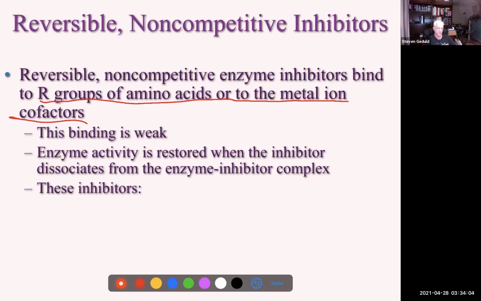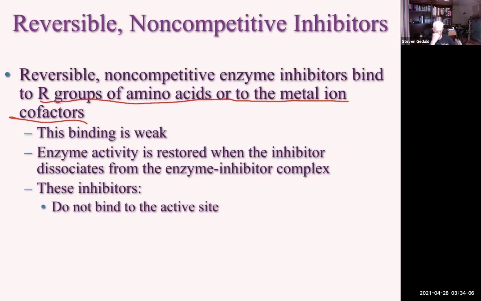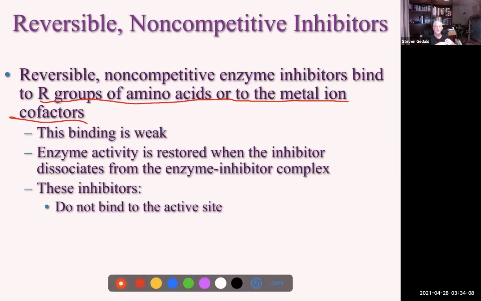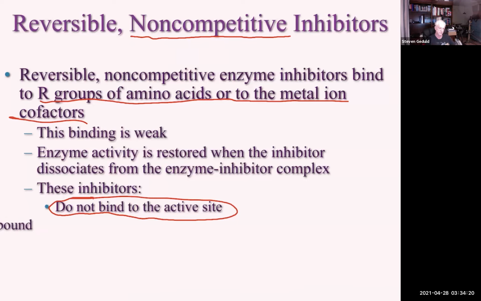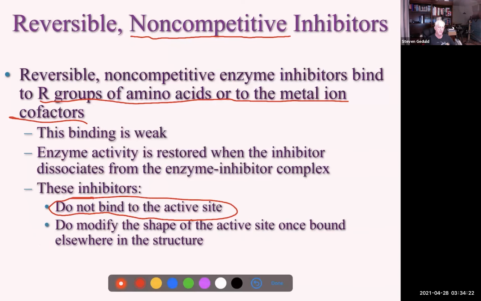Okay, these inhibitors do not bind to the active site. That's the key. When you see the word non-competitive, the key is it does not bind to the active site. It's binding to an allosteric site. They modify the shape of the active site once they're bound somewhere else, just like an allosteric enzyme.